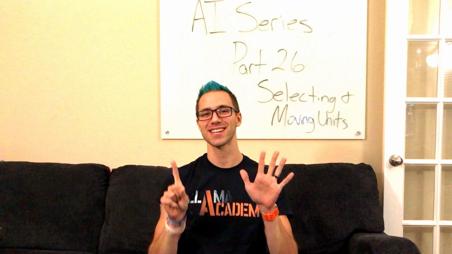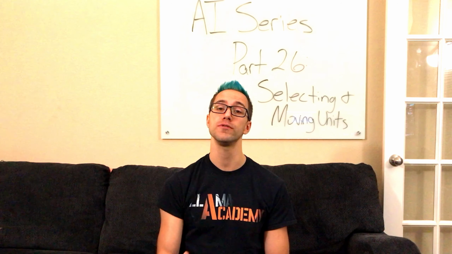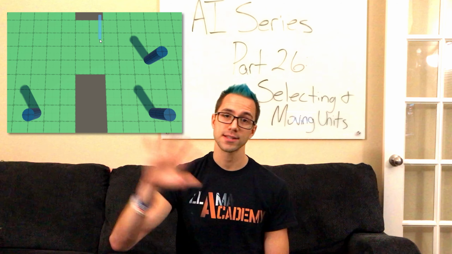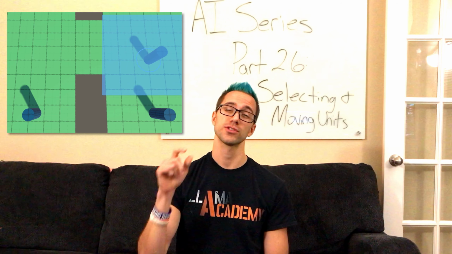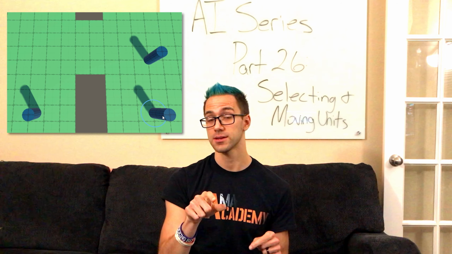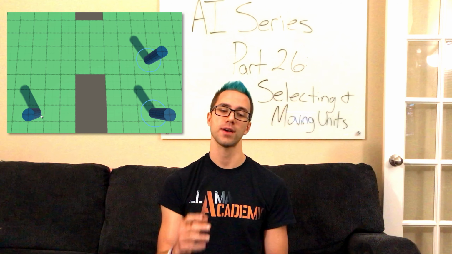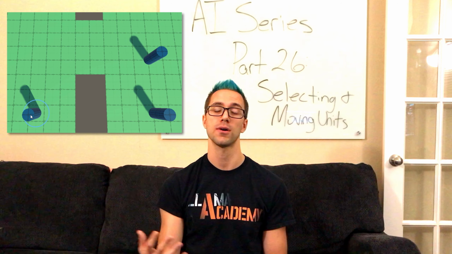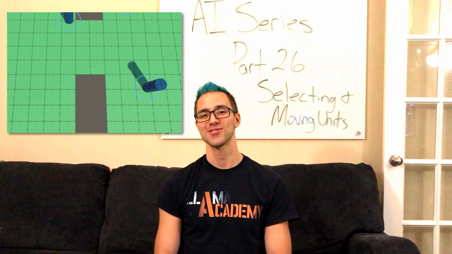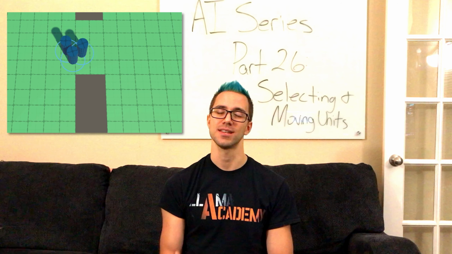Today's part 26 of the AI series, where we're going to talk about selecting multiple units and moving them on a nav mesh. We're going to implement this by allowing you to drag select multiple units. We'll also let you point and click to select single units, shift point and click to add or remove units from your selection, and we'll also have it where you can click to remove all selections. Of course, just selecting units isn't particularly interesting, so we'll have it where you can right-click to move them, just as you would expect in any RTS game.